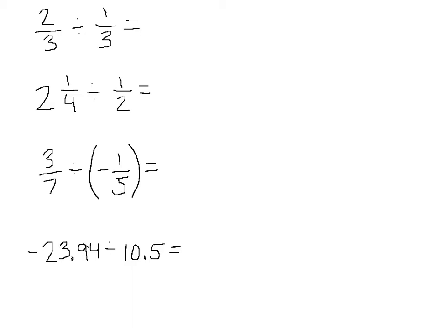So we keep the first fraction, it's 2/3. We're changing to multiplication, and then we're going to go ahead and flip this fraction. Instead of 1/3, it's going to be 3/1. This is a part in which we can use cross-cancellation. 3 and 3, because there's one on the top and one on the bottom, they can cross out. They both become 1 because 3 divided by 3 is 1.